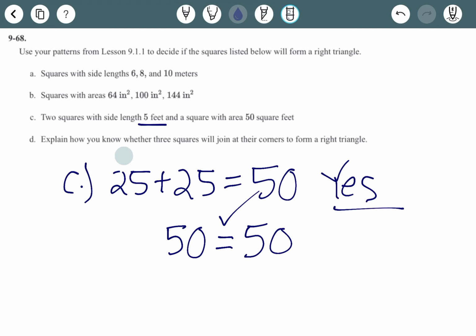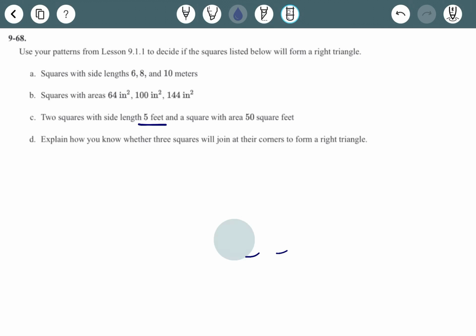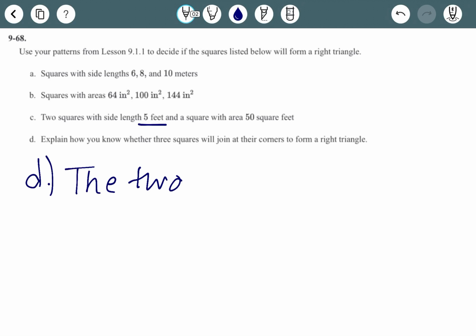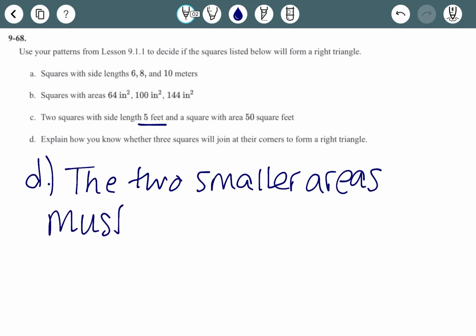All right, and finally for part D, we need to explain how you know whether three squares will join at their corners to form a right triangle. Well, this is really quite easy, and we did talk about this in previous lessons. So, it's just using words to explain what we did in A, B, and C, like how we determine, does it make a right triangle? Well, remember we said the two smaller areas must add up to equal the largest area.